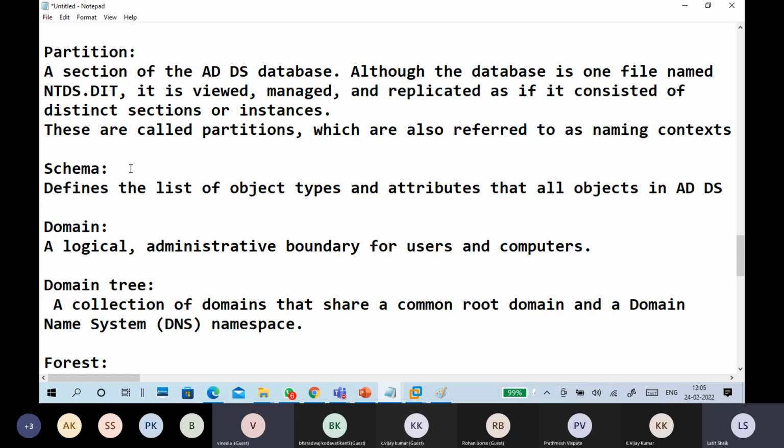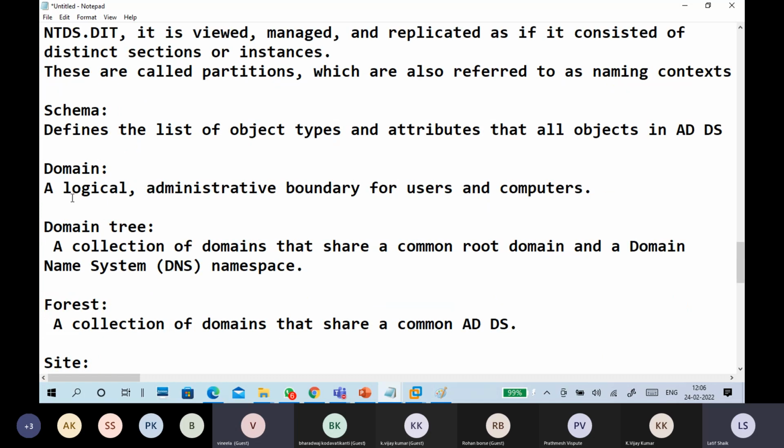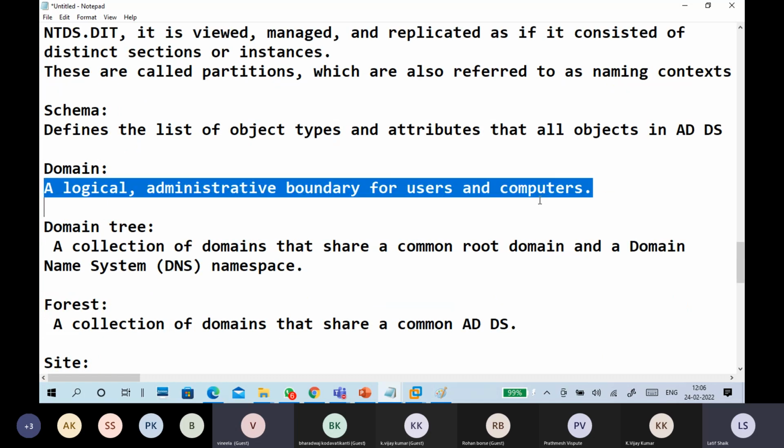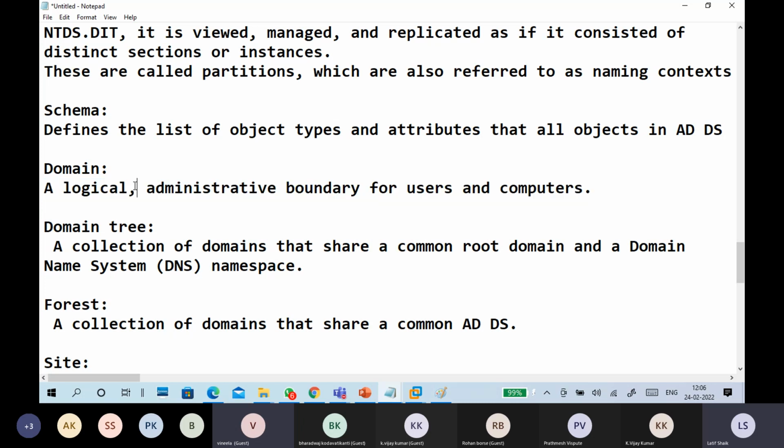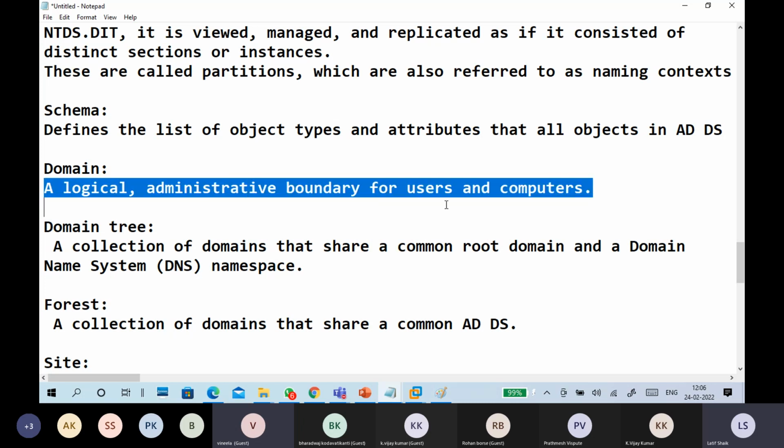So next one is the domain. The domain is a logical administrative boundary of users and computers. Logical administrative boundary of users and computers. This is the Active Directory domain definition. I'm copying it.